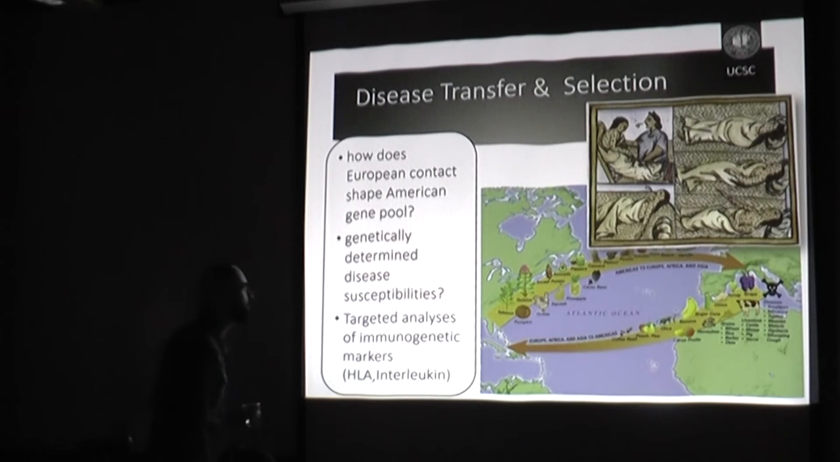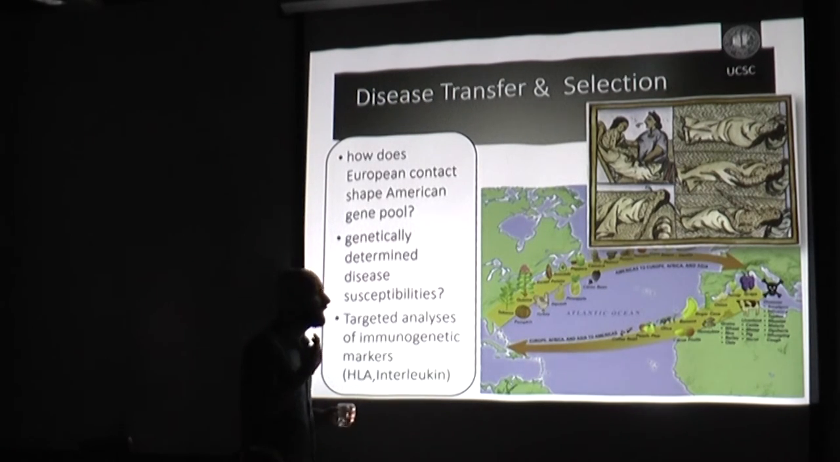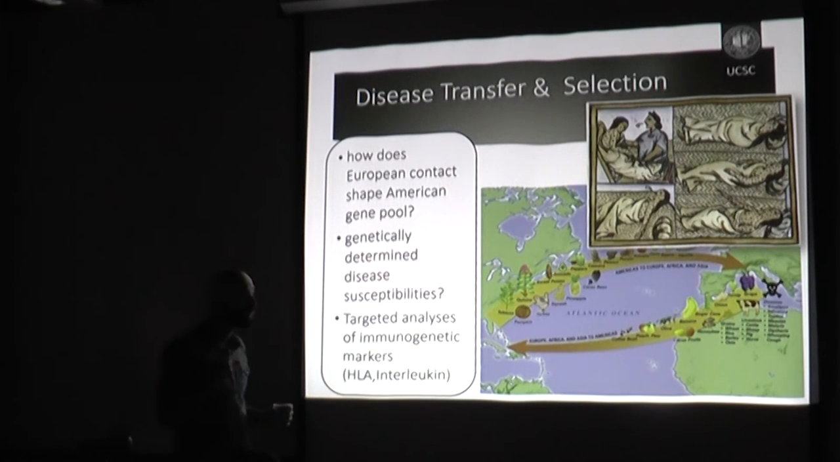And then, of course, there's the question of disease transfer. I told you that we found that we have these massive decreases of population sizes coincident with the European contact. But what we want to figure out next is if it was really just the diseases, which diseases it was, and also if there was a differential mortality in Native American populations.